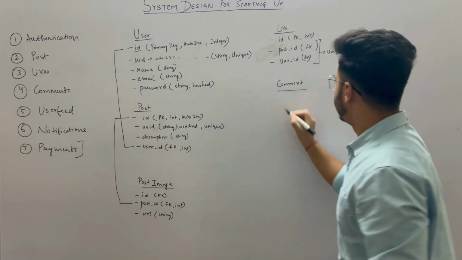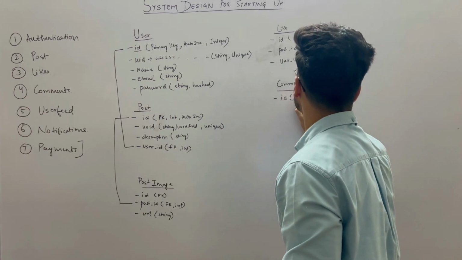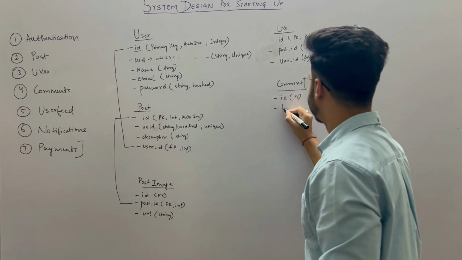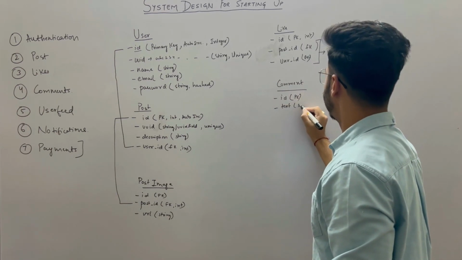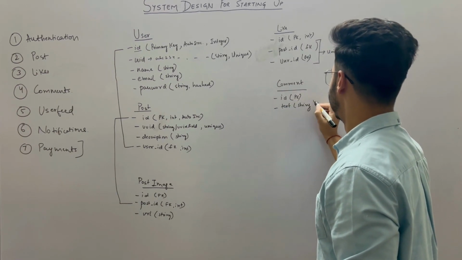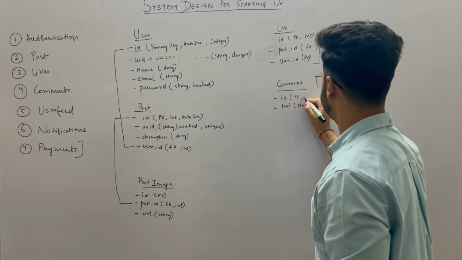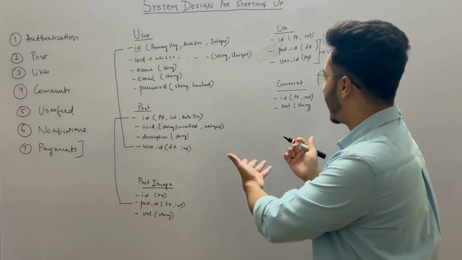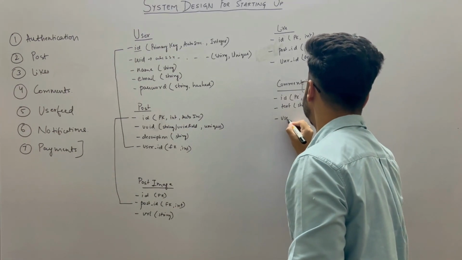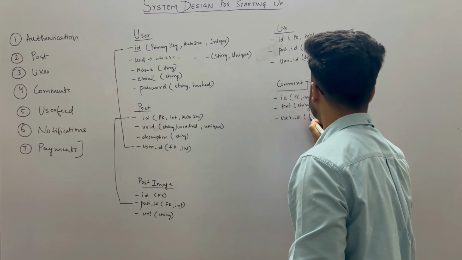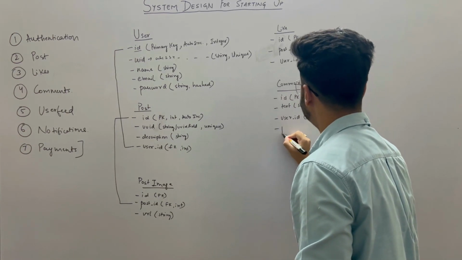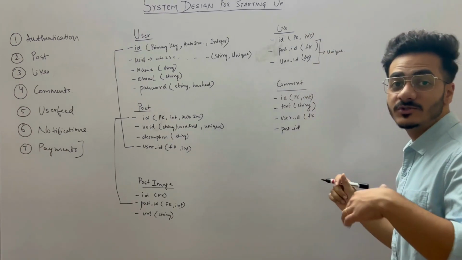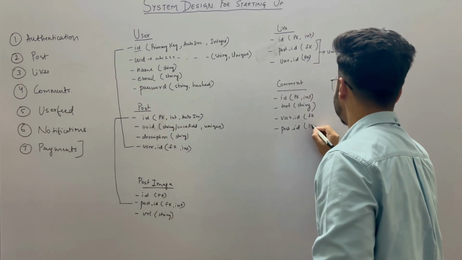Comment. Now this will include ID, primary key, then we have text, string, this will also be integer, and then the user who has commented that, right? So user ID, foreign key, and also post ID on which user is commenting. Okay, so foreign key.